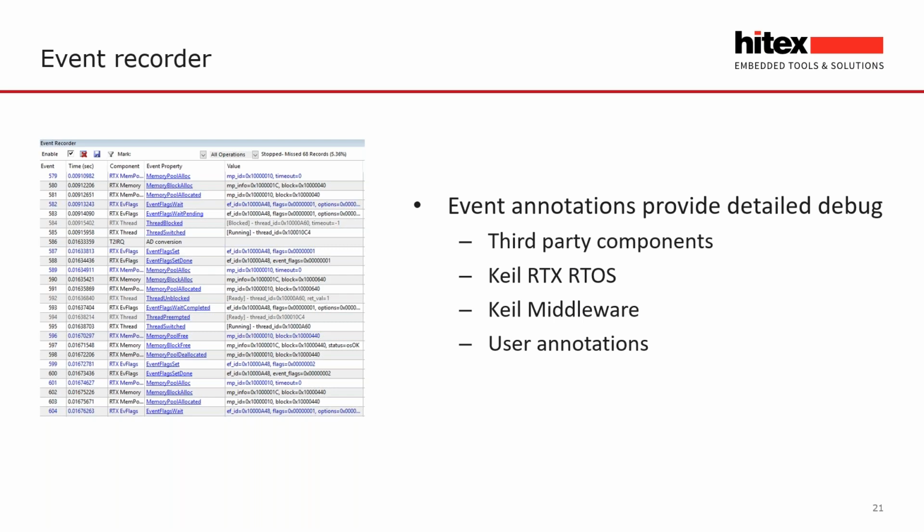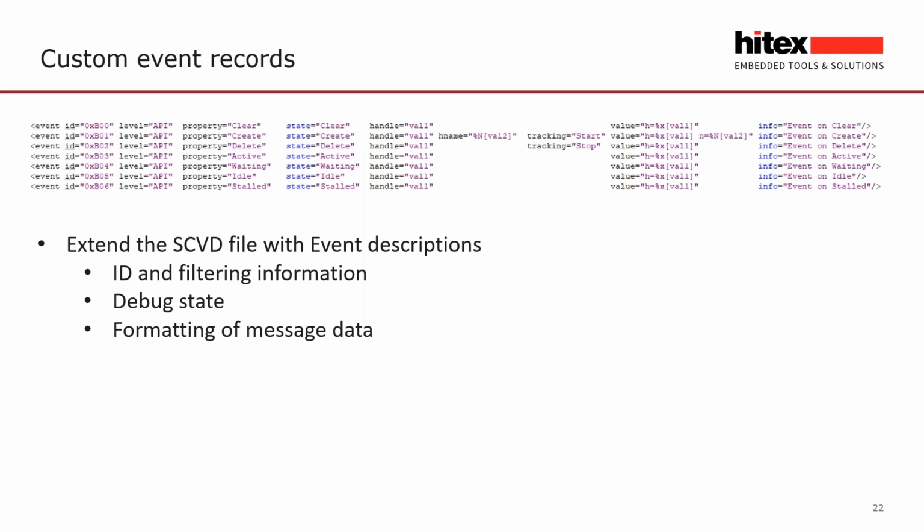So this allows us to get very detailed views or just get a few error messages if something's going wrong. These messages can be expanded by extending the information in the system viewer description file, the component viewer description file, where we created our component view. We can now add messages that expand our event annotations.